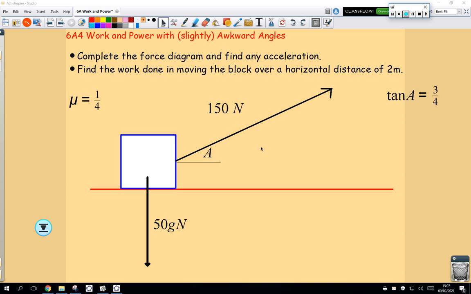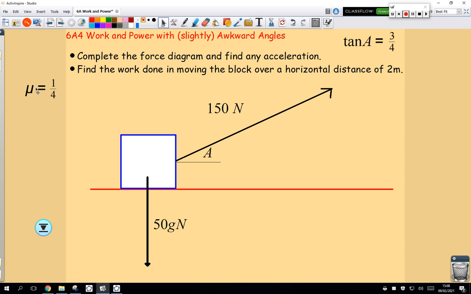Okay, in this class I'm going to look at revisiting working power, this time with some slightly awkward angles. I'm just going to move some of this information up out of the way because space will probably be an issue here solving this problem. So it says complete the force diagram and find any acceleration. Again, I'm just not making these questions too wordy because of space, but hopefully at this stage you're able to draw force diagrams yourself to a certain extent.